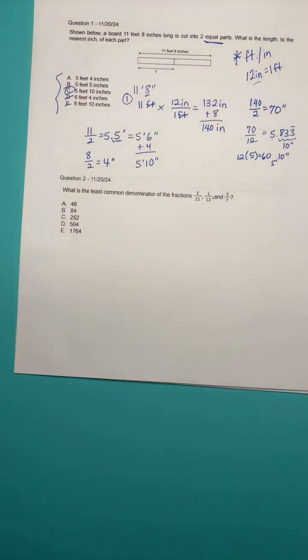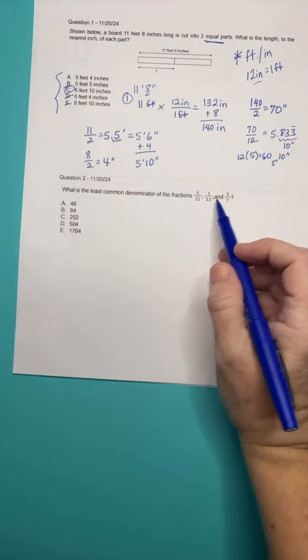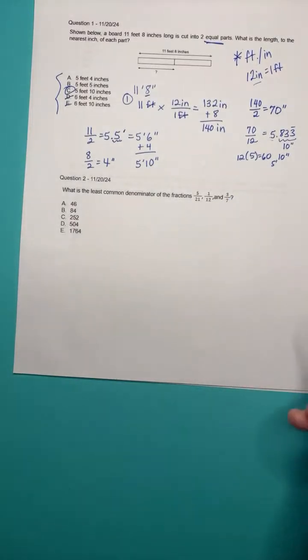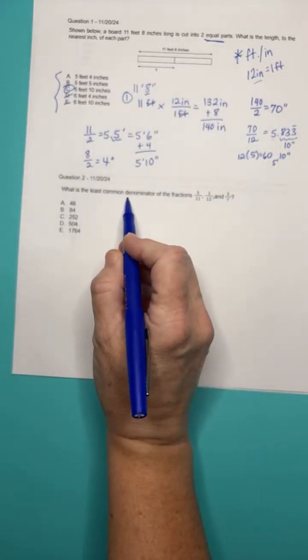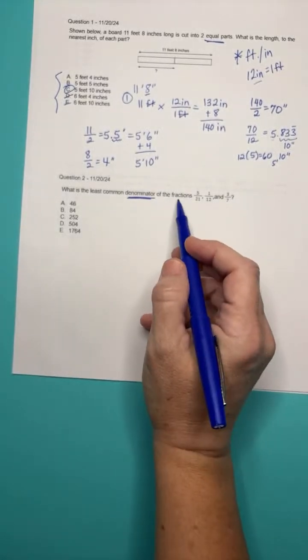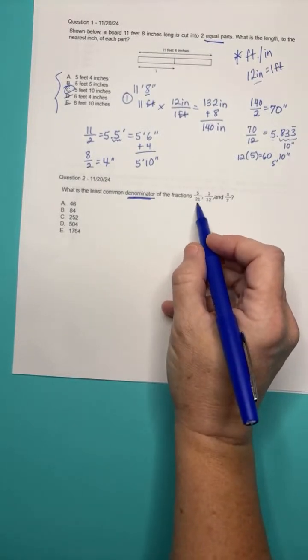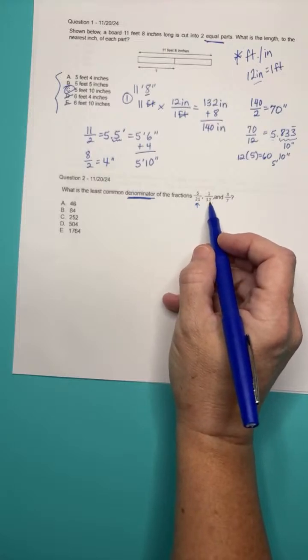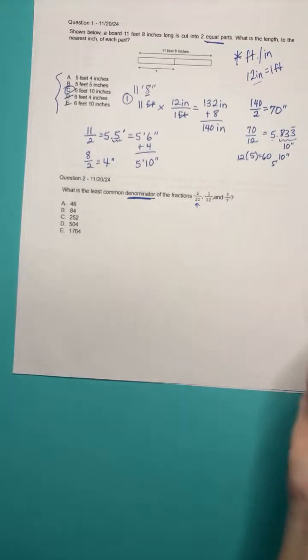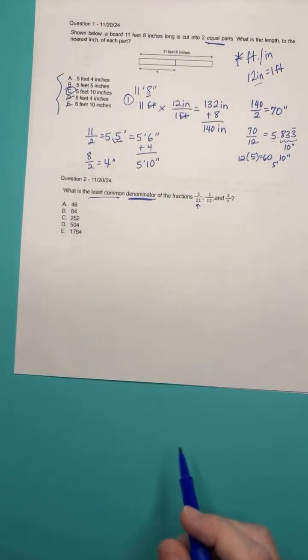Okay, question 2 that I've got is: what is the least common denominator of the fractions 5 over 21, 1 over 12, and 3 over 7? So let's do a little review of a few things. When we're talking about a denominator in a fraction, that is the value underneath the division bar. Like for 5 over 21, the denominator is 21. For 1/12, it's 12. For 3/7, it's 7. And we're looking for the least common denominator.